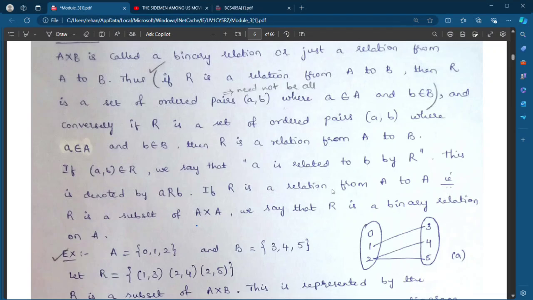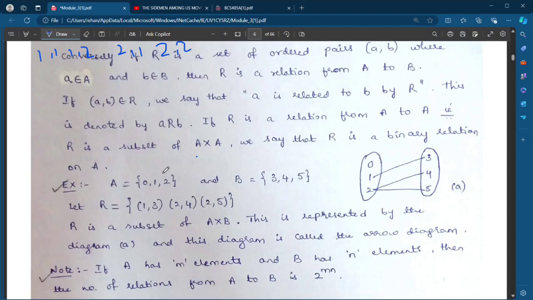If R is a relation from A to A itself, that is, R is a subset of A cross A, how will you write it? Suppose A is {1, 2}. Then A cross A is (1,1), (1,2), (2,1), (2,2). So like this you will have subsets of A cross A. We say that R is a binary relation on A.